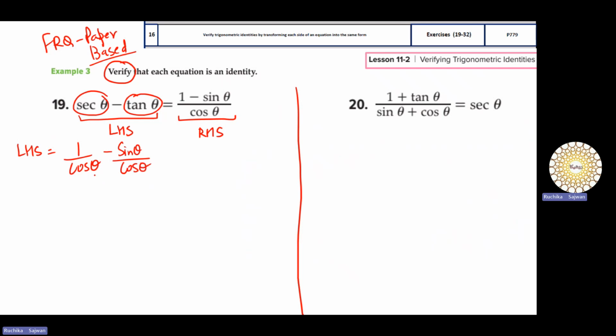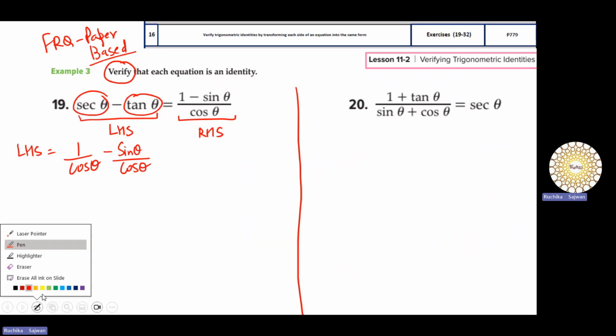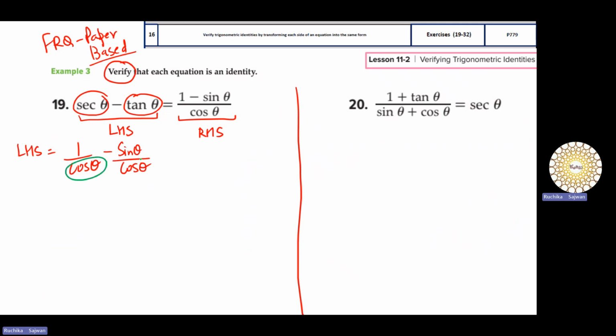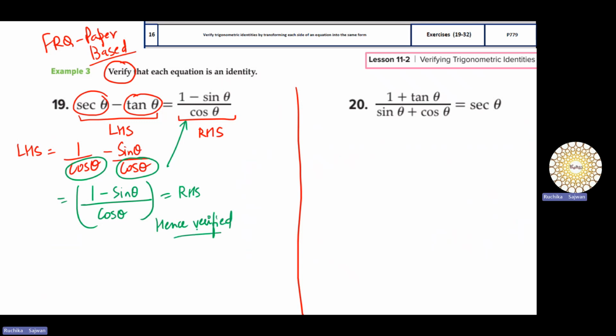So I do that. And now it's pretty easy to see that both the denominators are the same. Here also cos theta, here also cos theta. So I can take cos theta common, and I'm left with 1 minus sine theta. Now, is this equal to your right side? Yes. So hence verified. Very easy question to begin with on verification of identity. Make sure you show both left and right side and show that both are equal, and therefore it is verified. Okay, let's try question 20 also.